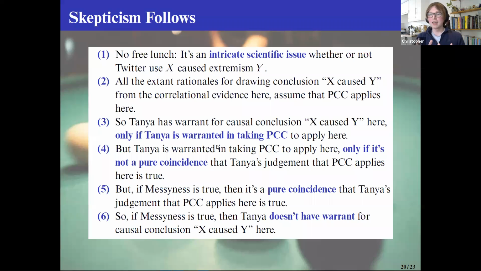So basically, most of the methods used in clinical medicine and the quantitative social sciences, if these two doctrines are true, the doctrine of no free lunch and the doctrine of messiness, then you get a very radical, skeptical, and I would say unpalatably skeptical conclusion. So that's basically the outline of the talk.